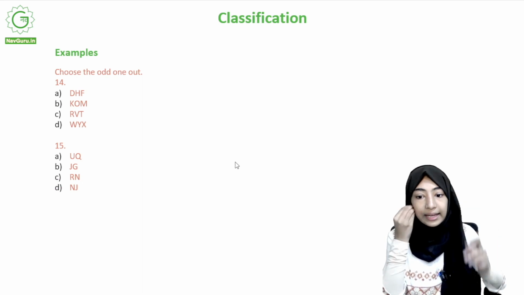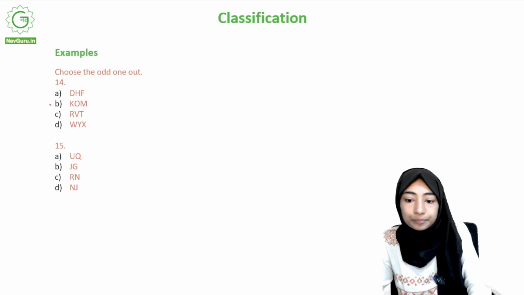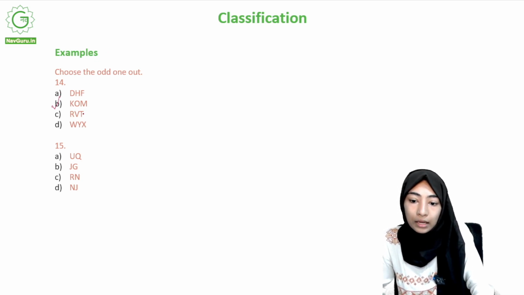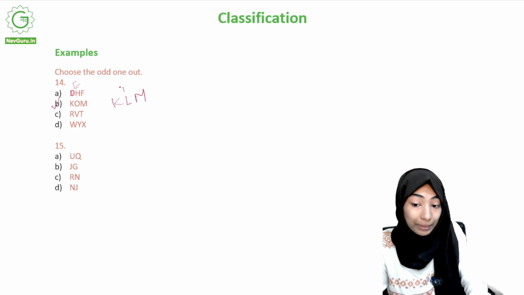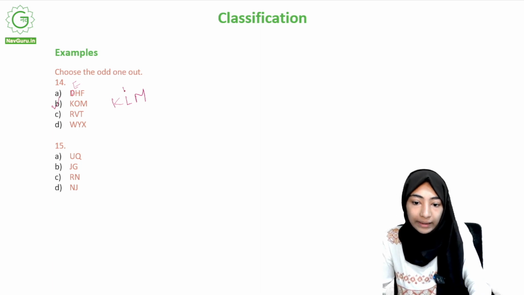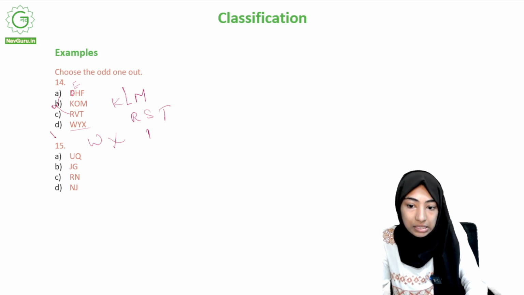Choose the odd one out. DHF, KOM, RVT, WYX. Again here, O is the only one with a vowel, so that does work essentially, but even otherwise, the same thing like we did earlier. See, you have D, A, B, C, D, E, F, one letter in between. H, I, J, K, L, M, one letter in between. Here you have one letter in between, right? L, M, N, O, P, Q, R, S, T, again one letter in between. U, V, W, X, does not work. So it's actually not this. In fact, it is this.